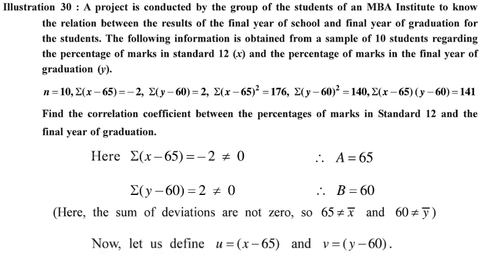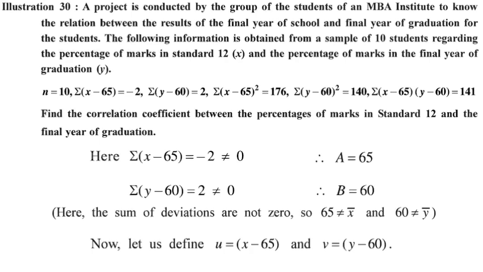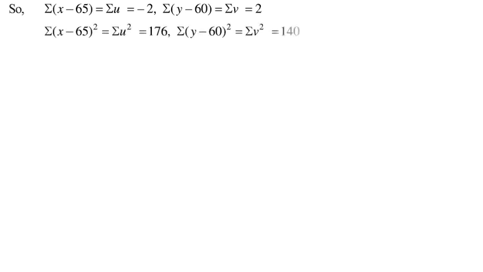So u will be x minus 65 and v will be y minus 60. That just means that this is not the x bar y bar method but the uv method. x minus 65 will be taken as summation u, y minus 60 will be taken as summation v, x minus 65 square will be taken as summation u square, y minus 60 square will be taken as summation v square, and x minus 65 into y minus 60 will be taken as summation u into v.